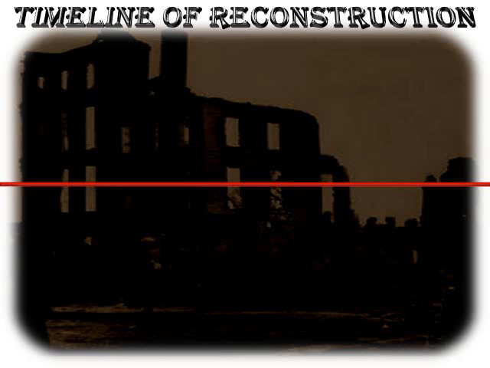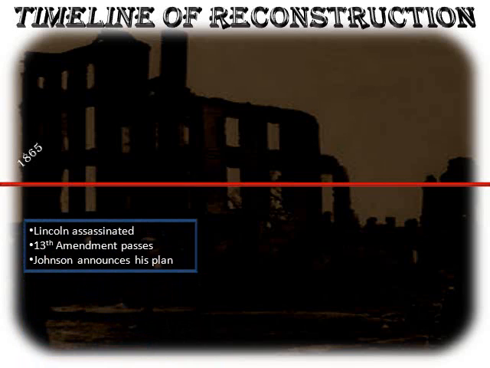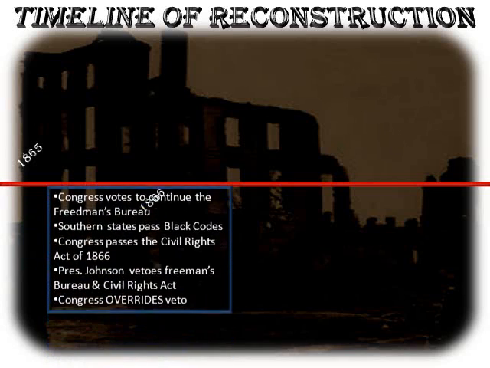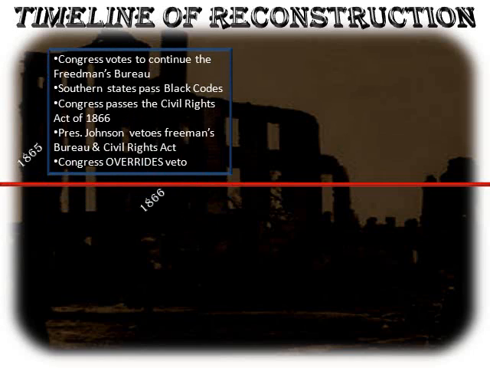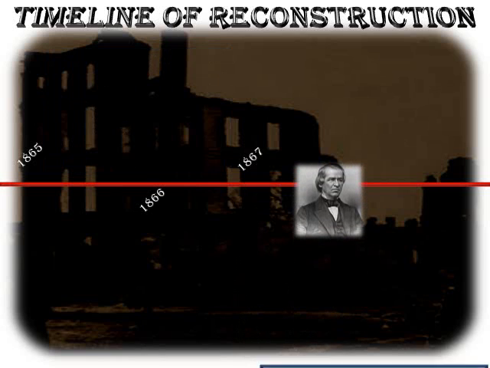So the timeline of Reconstruction kind of runs a little bit like this. In 1865, Lincoln is assassinated, the 13th Amendment passes, Johnson announces his plan. 1866, Congress votes to continue the Freedmen's Bureau. Southern states begin to pass those black codes, but Congress passes the Civil Rights Act, and Johnson vetoes the Freedmen's Bureau and the Civil Rights Act, but Congress overrides the veto. So you can see that separation of powers is really coming into play here.